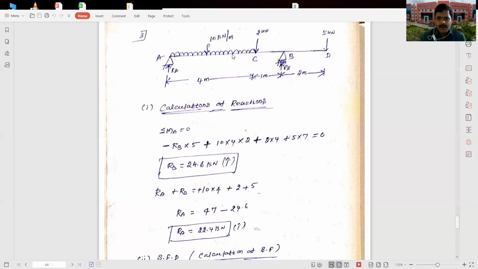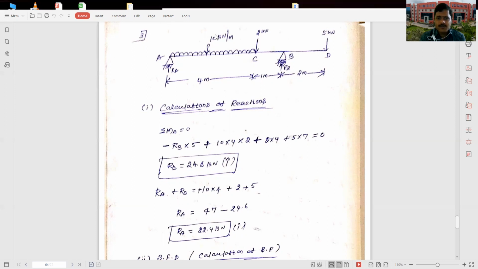Then, what are the other loads? You can see here 10 kilonewton per meter UDL. UDL means what you have to do? You have to convert this UDL into a point load. So to convert this UDL into a point load, take the UDL load into the length of the UDL. So the UDL load is 10 kilonewton per meter into a distance of 4 meters. So meter gets cancelled, and 10 into 4 is 40. This 40 is the point load.